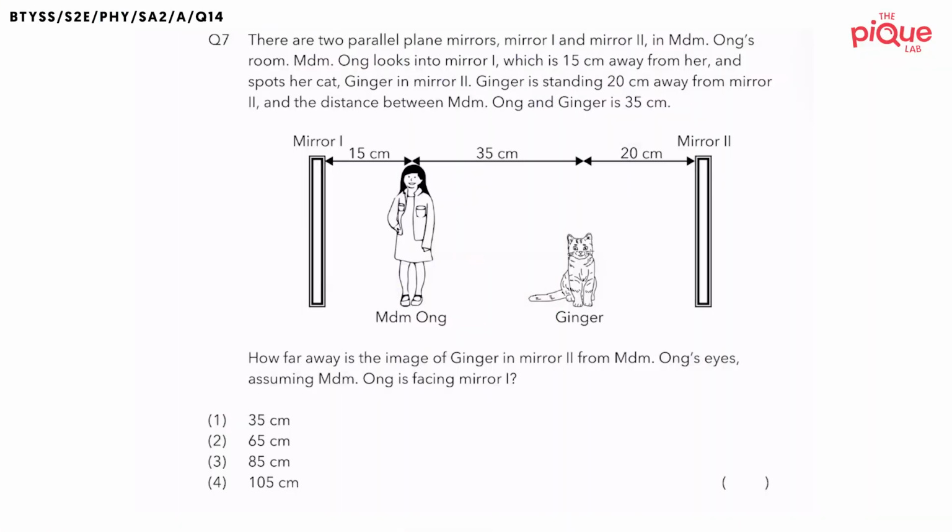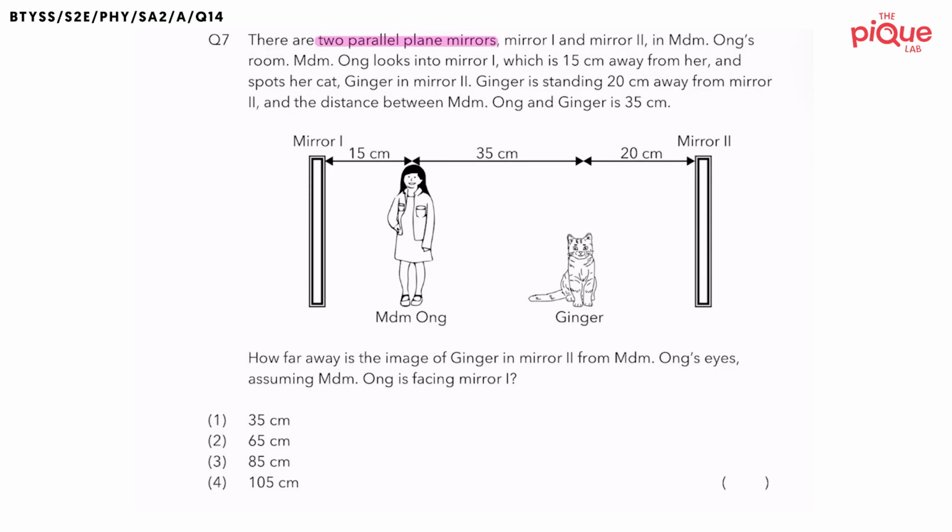In this video, I'll be analysing a past year exam question. I've also prepared this question for you to download for free by clicking a link in the description box below. So let's get started. Okay, let us take a look at this question over here. It says here that there are two parallel plane mirrors, mirror 1 and 2, in Madam Ong's room.